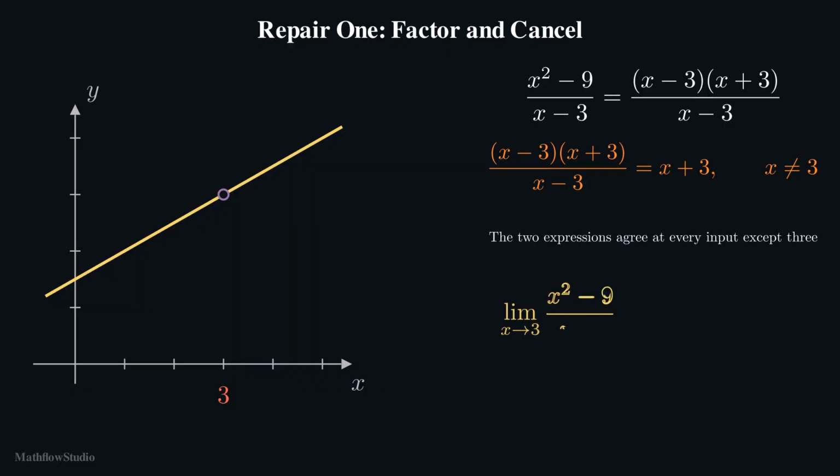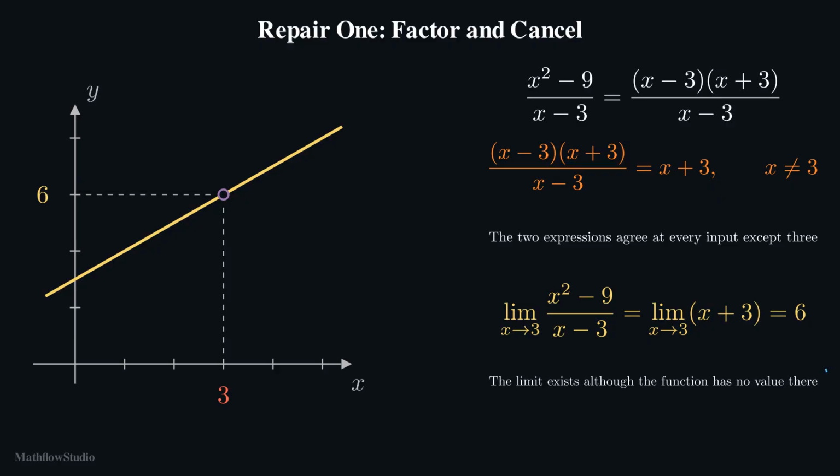So the original limit equals the limit of the cancelled form, which substitution gives as 6. The graph is a straight line with one point removed. The limit is the height of that missing point.